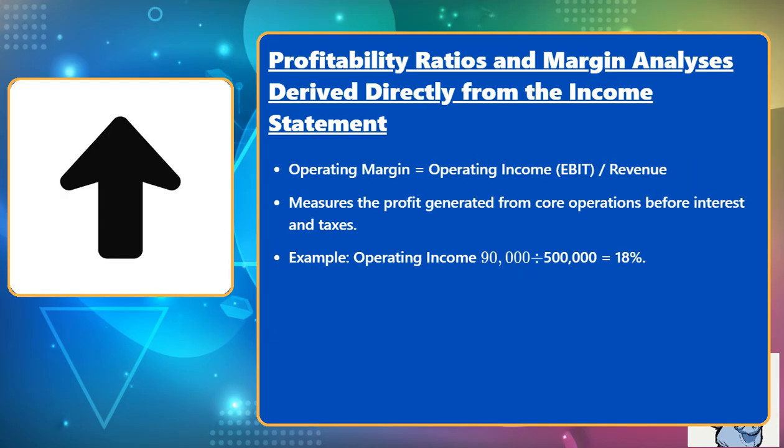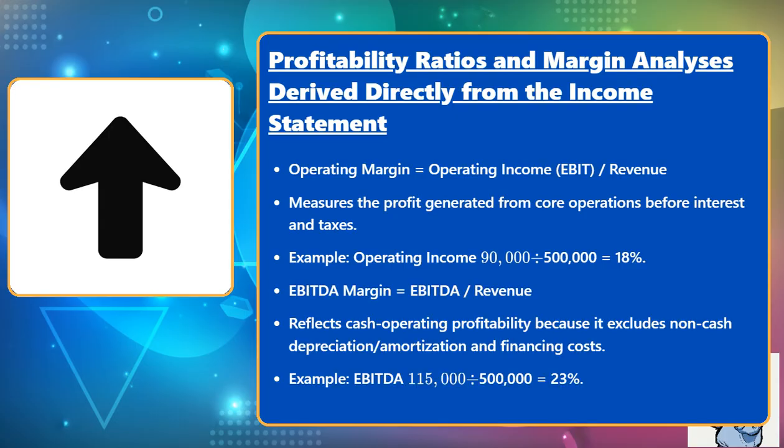Operating margin equals operating income, also called earnings before interest and taxes, divided by revenue. It measures the profit generated from core operations before interest and taxes. Example: operating income of 90,000 divided by 500,000 equals 18%. EBITDA margin equals EBITDA divided by revenue. It reflects cash operating profitability because it excludes non-cash depreciation, amortization, and financing costs.